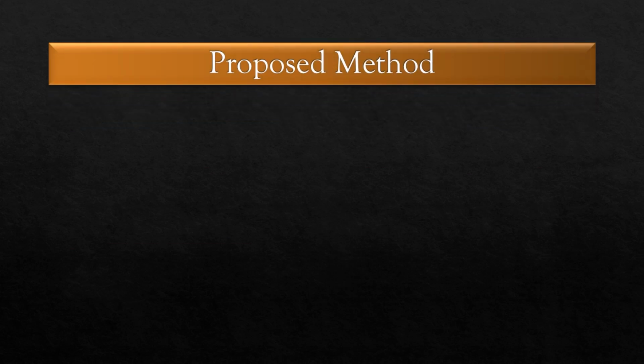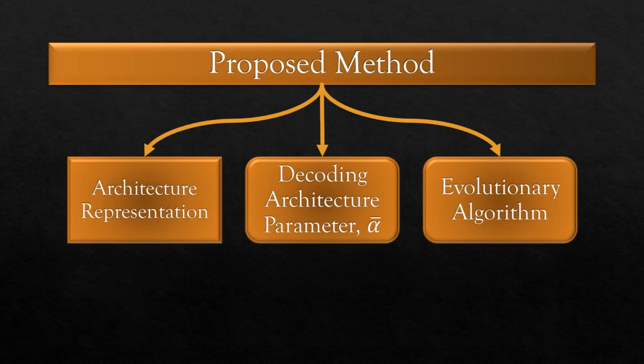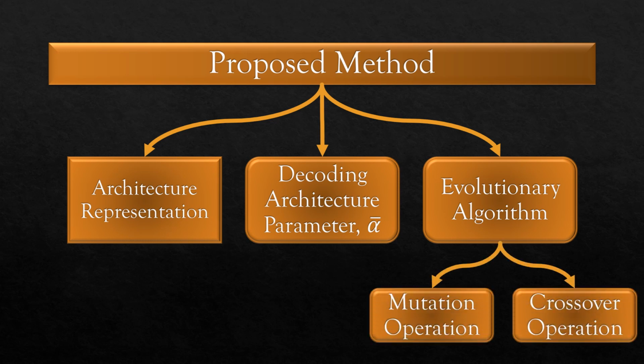Our proposed method has multiple parts, which can be divided into these three parts: architecture representation, decoding architecture parameter, and evolutionary algorithm. The evolutionary algorithm is further divided into mutation operation and crossover operation.